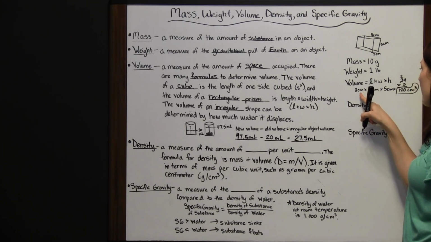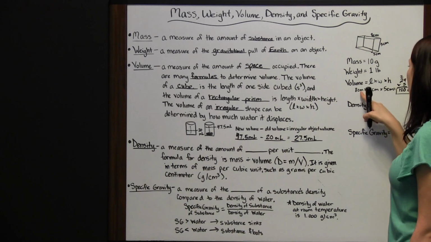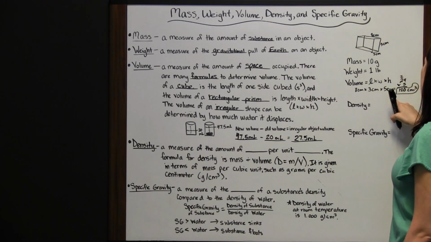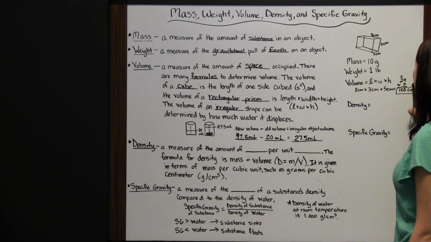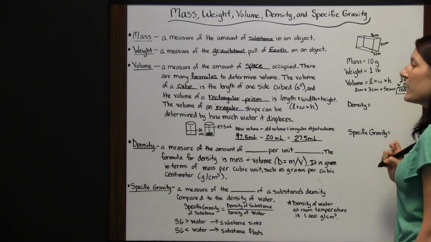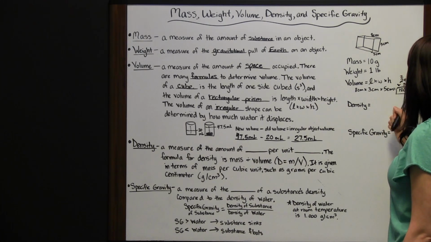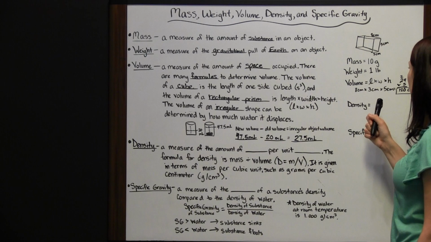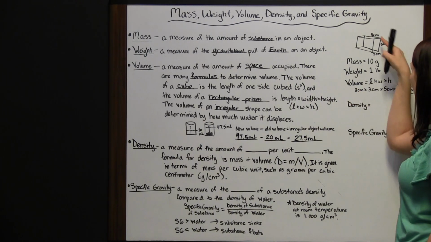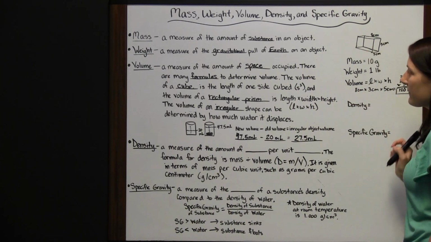So whenever we multiplied the centimeters out, it turned into centimeters squared and then centimeters cubed. So your answer for volume is going to be given in cubic units. And so this is 120 cubic centimeters or centimeters cubed. That is our volume of this object.